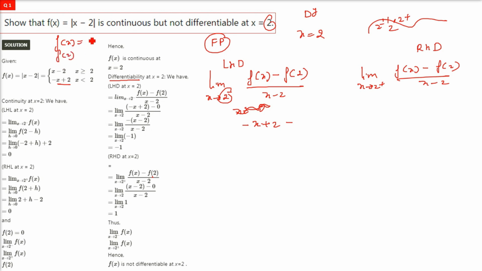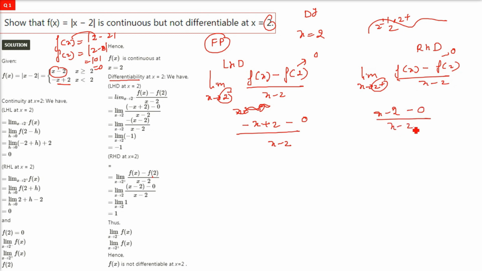f(x) is mod x minus 2, that is mod 0. And then you have this mod 0 is what? It is going to be 2 minus 2, 0, mod 0 is 0 only. So in both left hand derivative and right hand derivative I am going to put f2 as 0. So minus x plus 2 minus 0 divided by x minus 2 here. Here we have again the same thing, f(x) in place of f(x), because you are going just a bit ahead of 2, 2 plus something. So you have to use x minus 2 here. So x minus 2 and minus, of course f2 was 0 as I just told you. Then x minus 2 in the division.